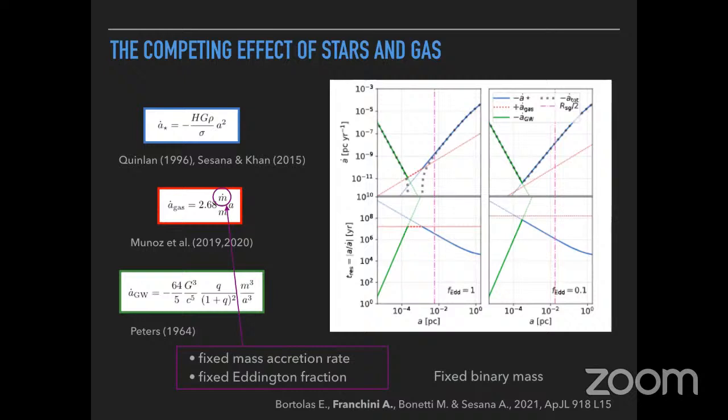Now, there are two ways that you can explore the effect of gas in this picture. One, assuming that you fix the mass accretion rate, and one, assuming that you fix the Eddington fraction. If you fix the mass accretion rate, then the binary mass would increase with the accretion rate. But if you fix the Eddington fraction, then the accretion rate increases as the mass increases. So there are two different regimes.